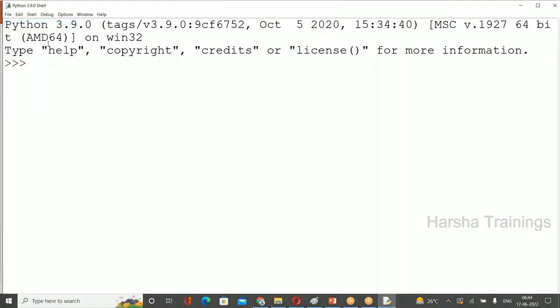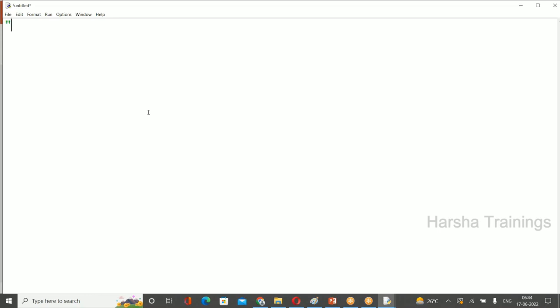File, take a new file. For example, first I am writing multi-line comments. Here you are using quotations, either triple single quotations or triple double quotations. Suppose I am writing like this: this is the program to perform addition of two numbers. Close. See this one, this is a comment. This is not executed by the interpreter. So by seeing this, okay, this is the program to perform addition of two numbers.